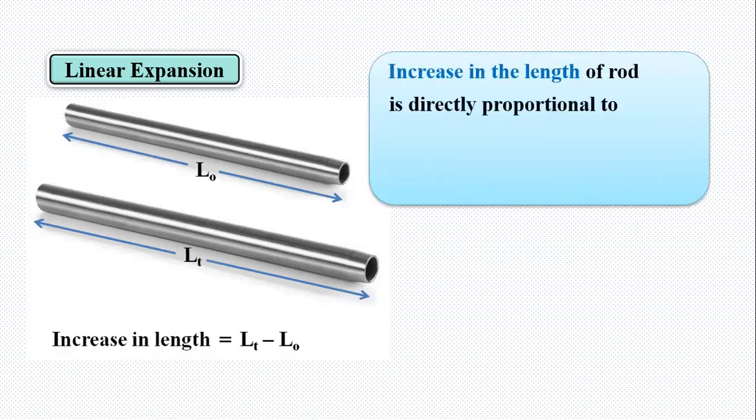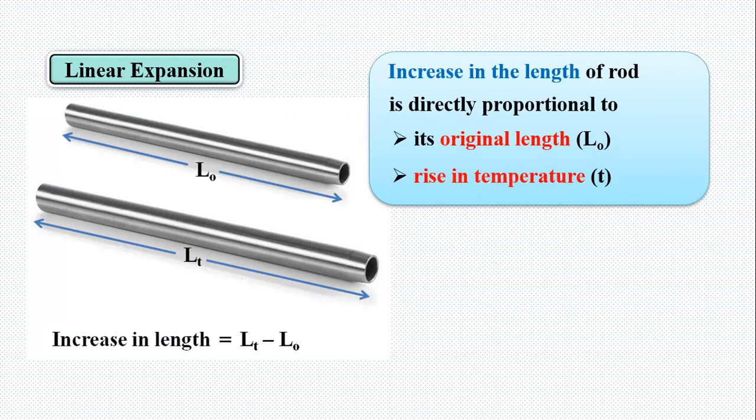So increase in the length of the rod is directly proportional to its original length L0 and rise in temperature T. आता बघा लक्षात घ्या की इन्क्रीज इन लेंथ म्हणजे एक्सपान्शन काय तर LT मायनस L0 आहे, आणि इन्क्रीज इन लेंथ आहे ती ओरिजिनल लेंथशी डायरेक्टली प्रोपोर्शनल असते.